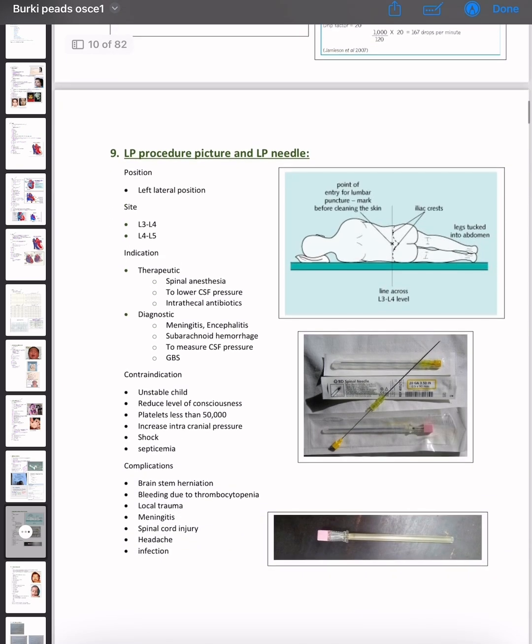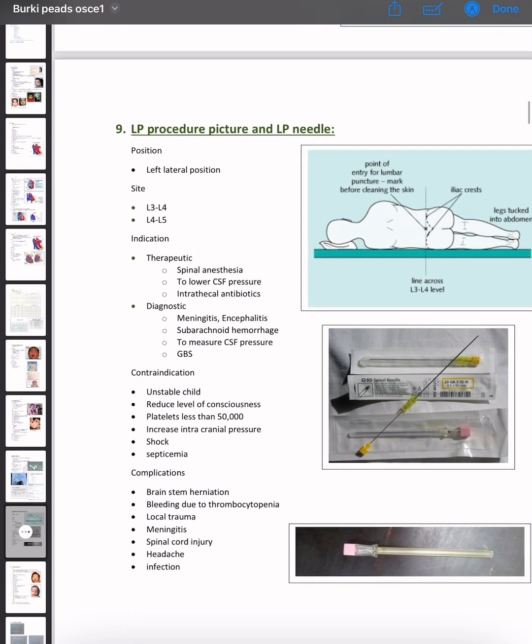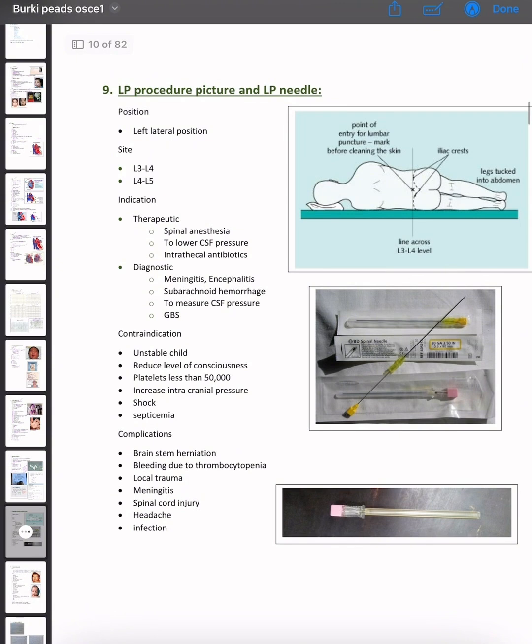What is the LP procedure picture and LP needle? Position, left lateral position. This is the left lateral position of the patient. Where does the LP puncture occur? At the L3 and L4 level, in the lumbar region, L3 and L4.